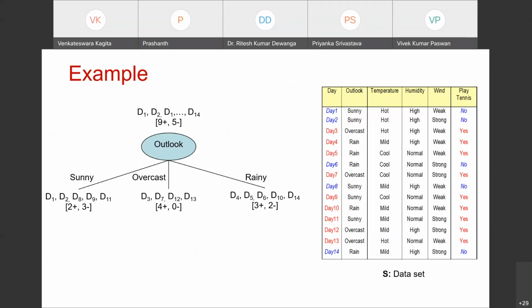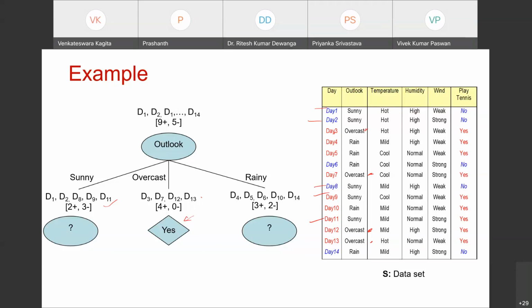So if you select sunny, these are the data instances that are coming here: day 1, day 2, day 8, day 9, day 11. And overcast: day 3, day 7, day 12, day 13. So these are the examples that are coming here. Rainy, remaining instances. So if you see, 2 positive, 3 negative; 4 positive, 0 negative; 3 positive, 2 negative. Because overcast is completely pure, you are classifying it as S. All the instances belong to S. So classifying it as S because pure.